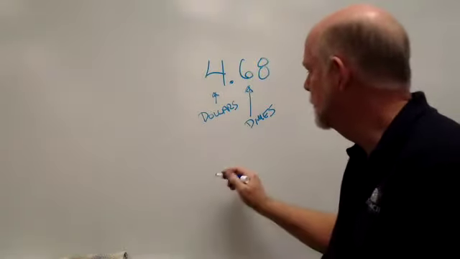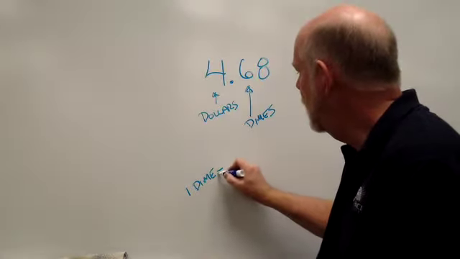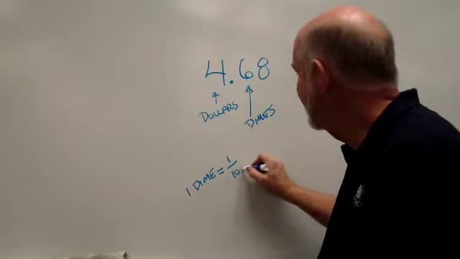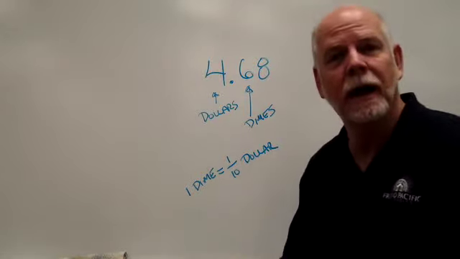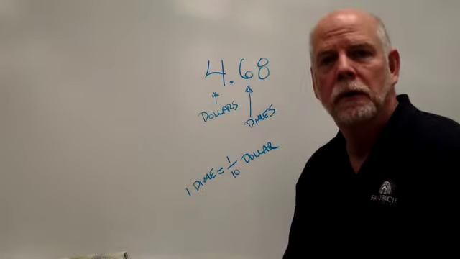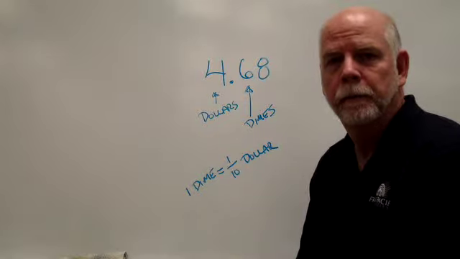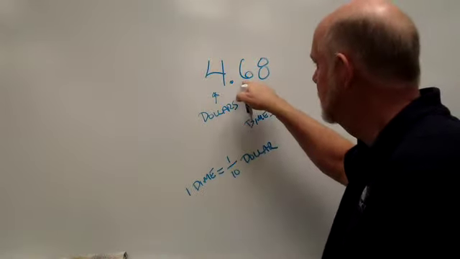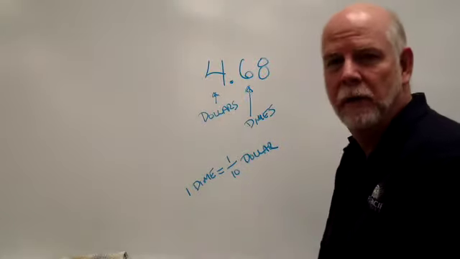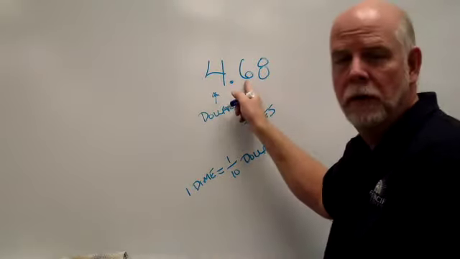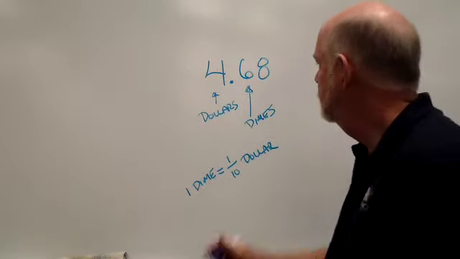Because a dime, how much is a dime? 1 dime equals 1/10 of a dollar. Right? Because it takes 10 dimes to make a dollar. And so 1 dime is 1/10 of a dollar. And so that's what that digit right there represents. How many dimes we're representing is how many tenths of a dollar we have. If we end up having 10 of those, then we have another whole unit. We have another dollar. All right?